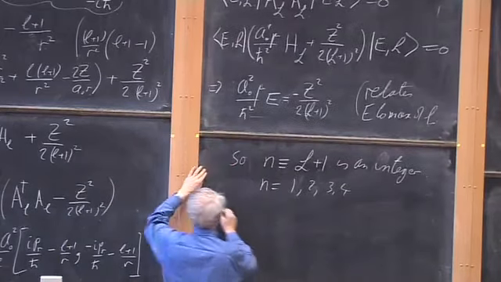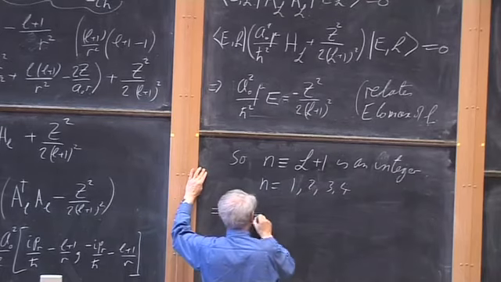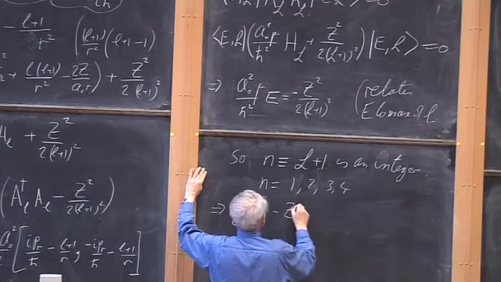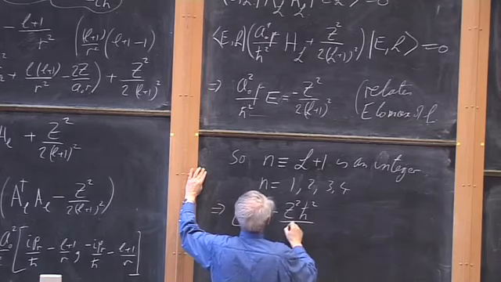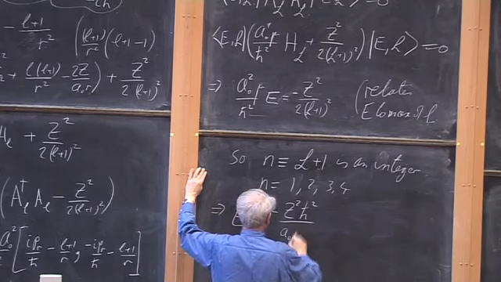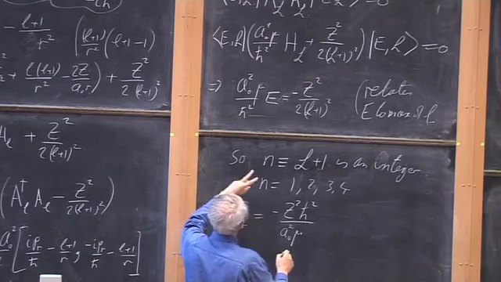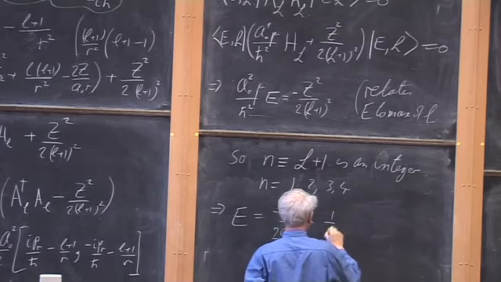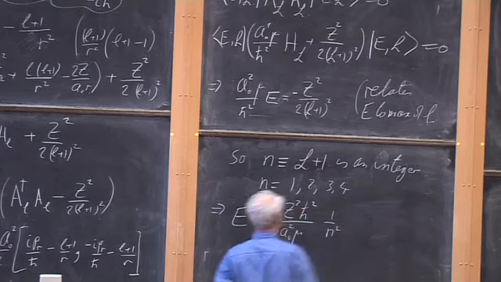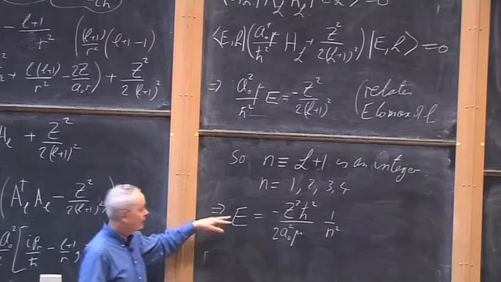So we have shown that E, the energy, has to be of the form minus Z squared h bar squared over a naught squared mu. Have I done that right? A naught squared mu, 1 over, no, we need a 2 here, 1 over n squared. So we have found the possible energies of a hydrogen atom.